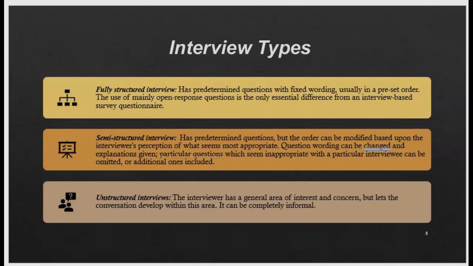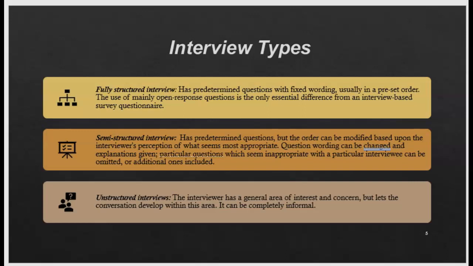Now, there are different types of interviews, and this is important to understand. The most often used type of interviewing is semi-structured interviews. In a semi-structured interview, you have a predetermined list of questions, but the order in which you ask the questions or the question's wording can be changed. If you, through your interviewing, realize that you need to add something to a question, you can add it to the question from that point going forward.